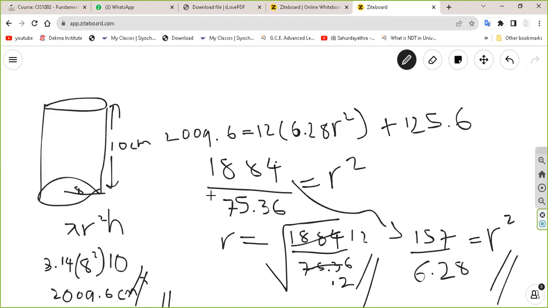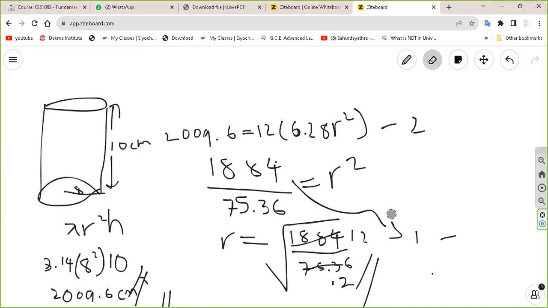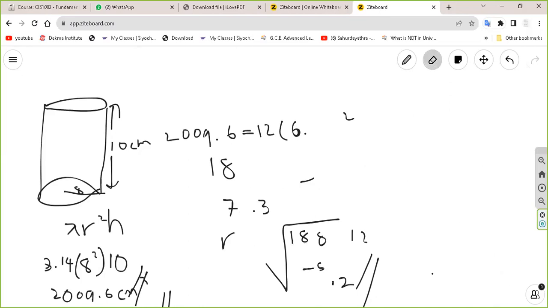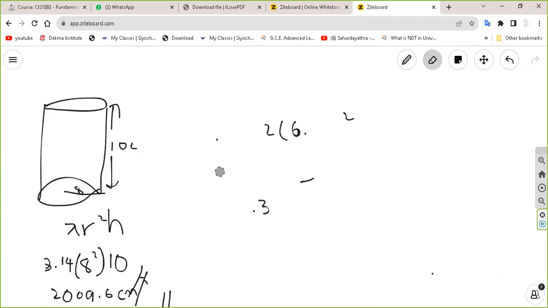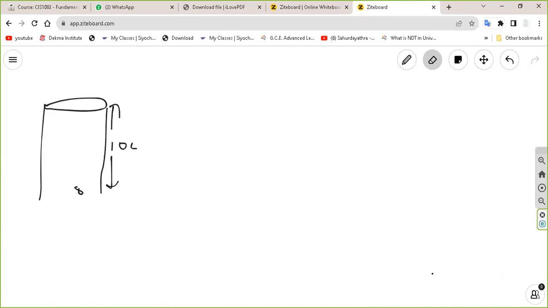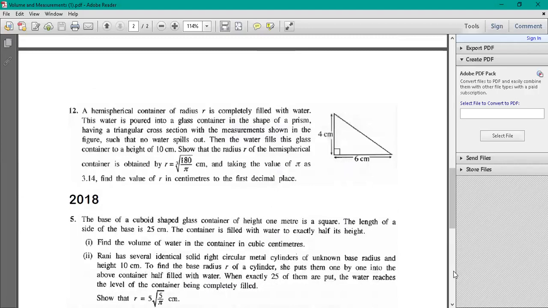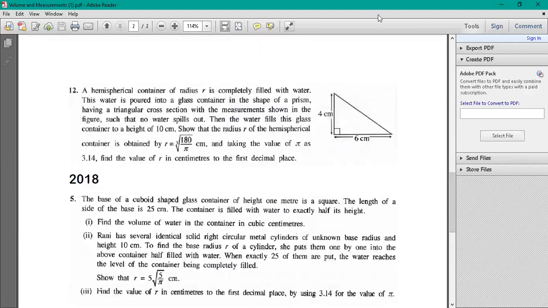The next question, try it. I think that you have the idea about how to get the relevant equation to solve this question. Try it.